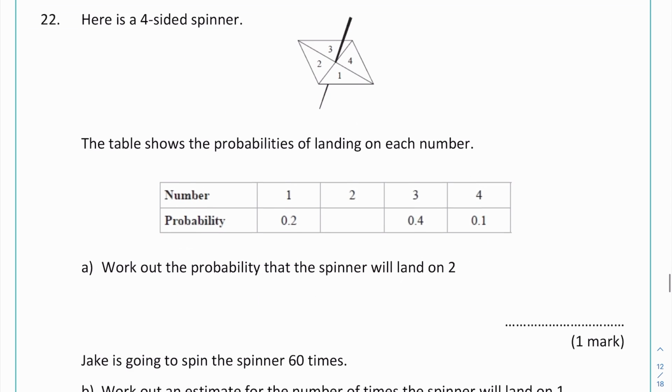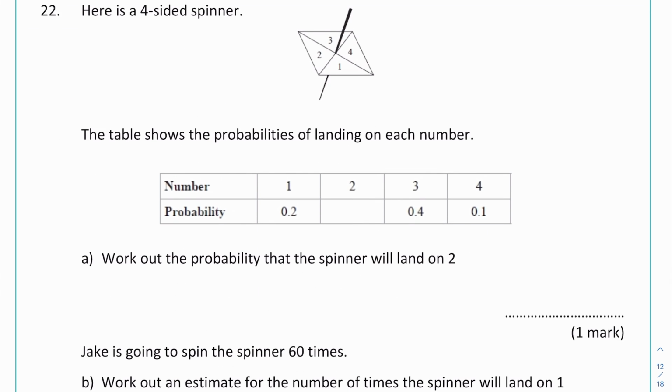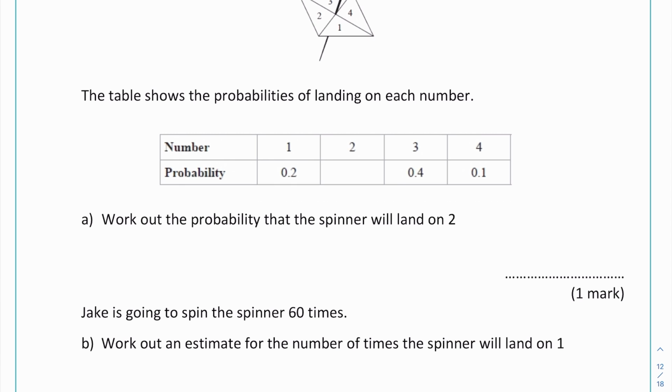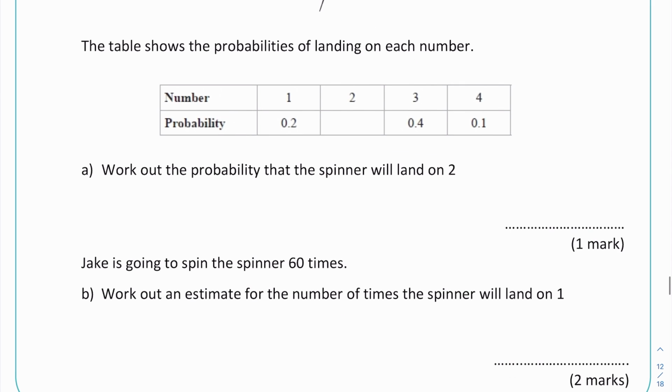On to question 22. Here is a 4-sided spinner and it gives us the table. So it shows the probability of landing on each number. Work out the probability the spinner will land on a 2. Well, these numbers here have to add up to 1. So if we add them up, at the moment they add up to 0.7. So 1 take away 0.7 is equal to 0.3. So our missing number from the table is 0.3. It does want it on the dotted line here, so we'll put it there.